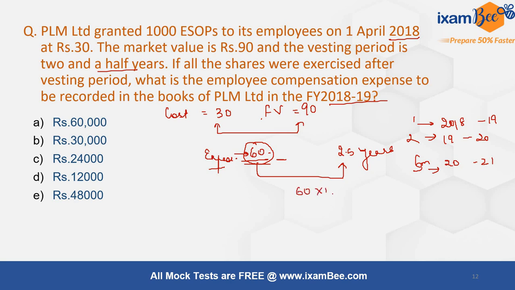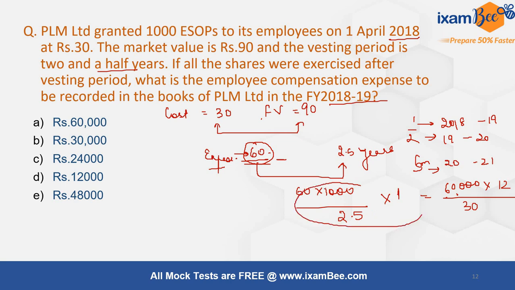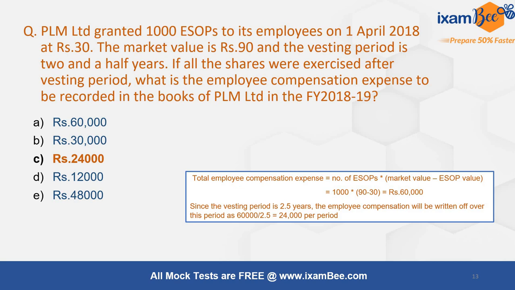So if 60 for 1000 ESOPs is the expense for 2.5 years, for the first year the expense would be of 12 months, right? If you are doing it in months, it will be 60,000 into 1 year has 12 months, and 2.5 years has 30 months, right? 2 years is 24 and half year is 6. So 30. You can do it like this, or you can also do it like 1 by 2.5. And if you solve this, 60,000 divided by 2.5, you should get the answer of 24,000.